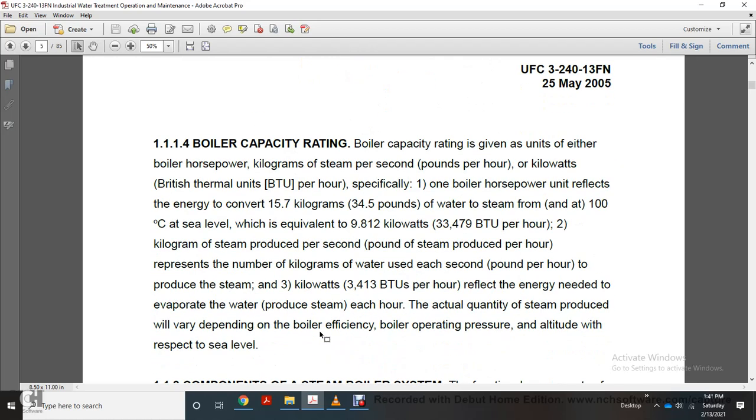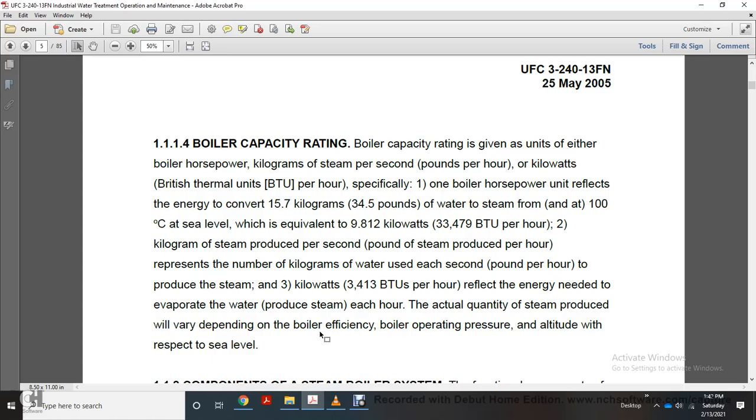Boiler capacity rating. Boiler capacity rating is given in units of either boiler horsepower, kilograms of steam per second, kilowatts, or BTUs per hour. Specifically, one boiler horsepower unit reflects energy converted with 15.7 kilograms or 34.5 pounds of water to steam at 100 degrees Celsius at sea level, the equivalent of 33,459 BTUs per hour, 9.812 kilowatts, 2 kilograms of steam produced per second.